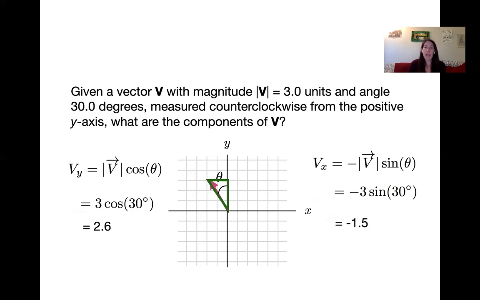All right, so that is how you can calculate the components of a vector given the magnitude and direction.